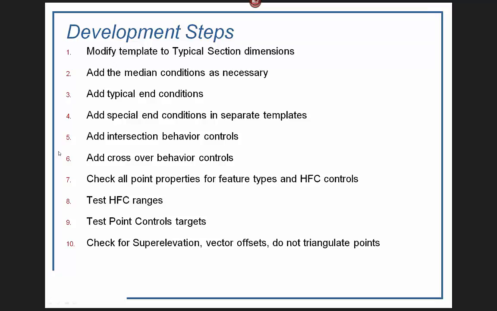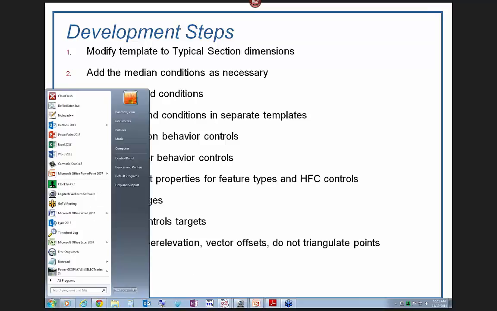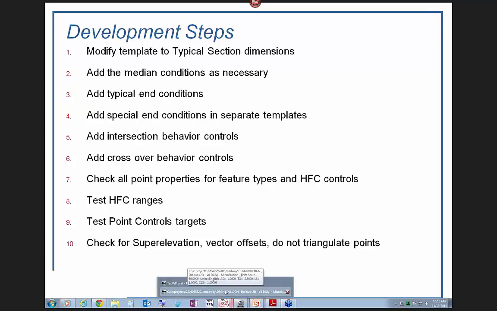One of the other things I would do is check to make sure that all my point properties have the right feature type, and also look for the right horizontal feature constraints, and then want to test those. And then you've also seen me test the point controls by using the test button. The other thing that you would need to do on your templates is make sure you're checking for super elevation and vector offsets. What is that? If you go to the, again, if I can bring up the template library.